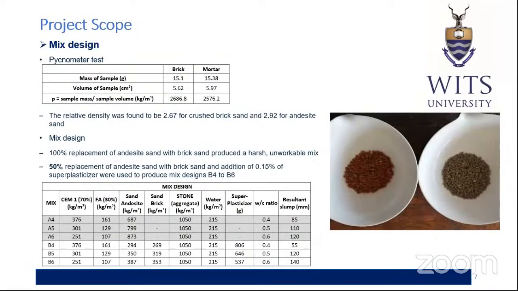Secondly, we're going to be looking at the project scope, looking at the mix design. The mix design was the fourth part of the project scope, and before the mix design could be done, a pycnometer test was performed to determine the density of the brick and mortar which will be used in the mix design. The relative density of the brick and mortar combined was 2.67 for the crushed brick, compared to the density of the andesite sand, which is 2.92.